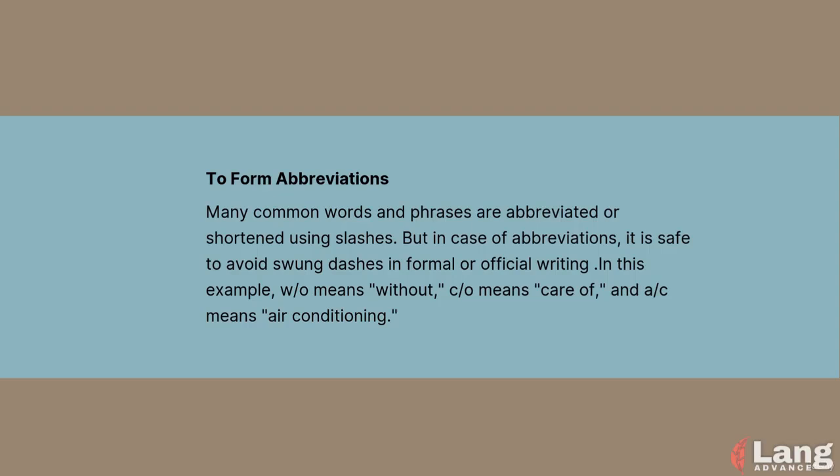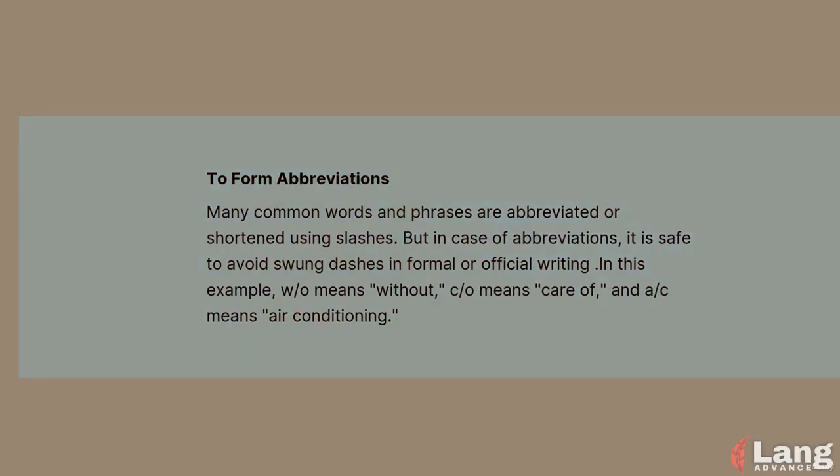Many common words and phrases are abbreviated or shortened using slashes. But in case of abbreviations, it is safe to avoid slashes and dashes in formal or official writing. In this example, W/O means without, C/O means care of, and A/C means air conditioning.